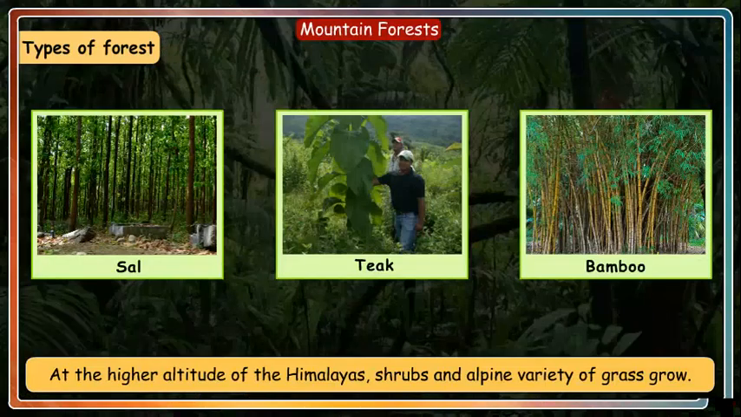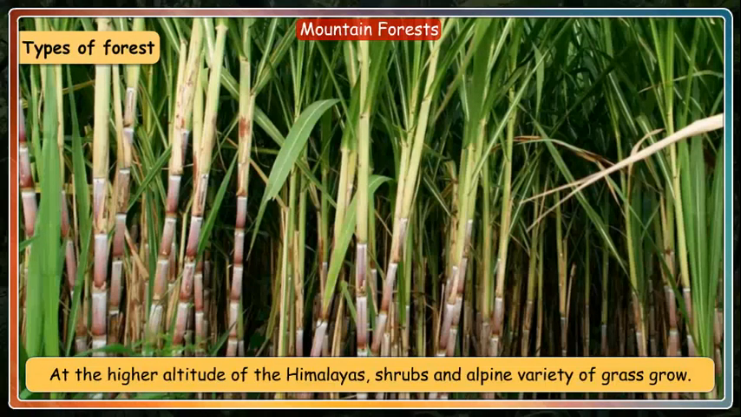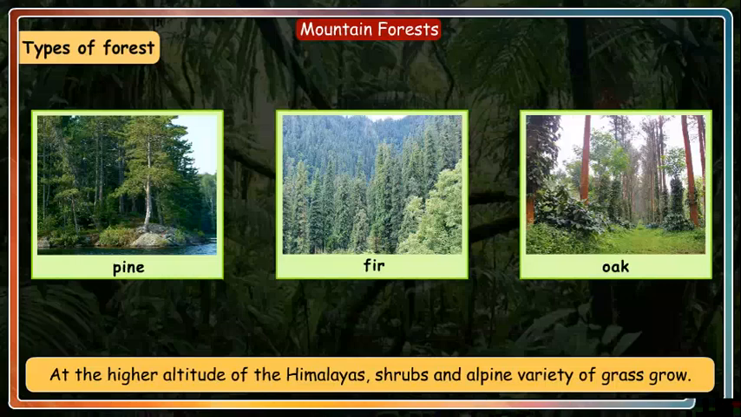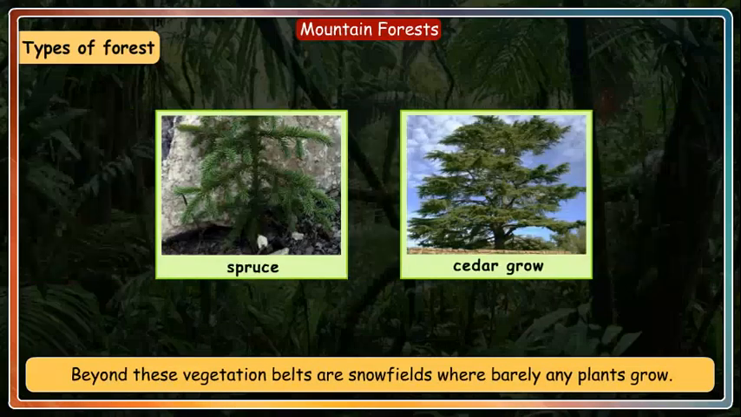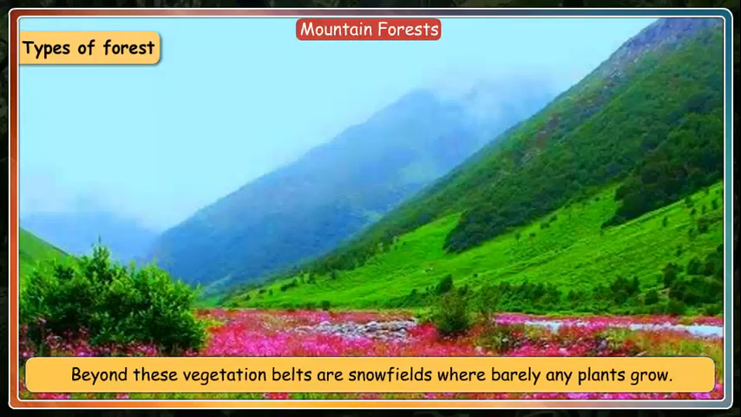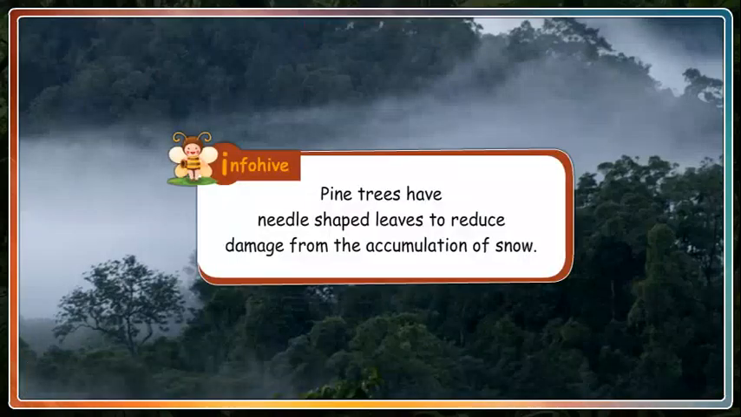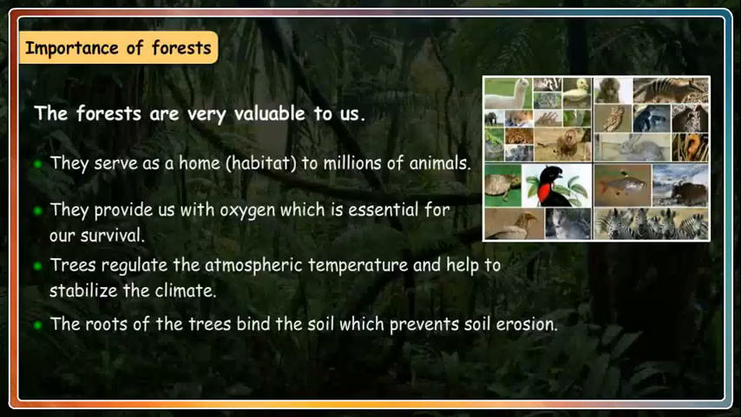At the higher altitudes of the Himalayas, shrubs and alpine varieties of grass grow. Beyond these, vegetation belts are snowfields where barely any plants grow. Info Hive. Pine trees have needle-shaped leaves to reduce damage from the accumulation of snow.